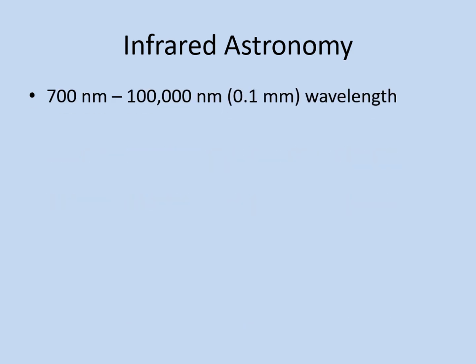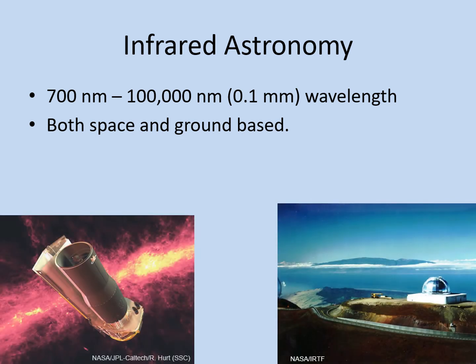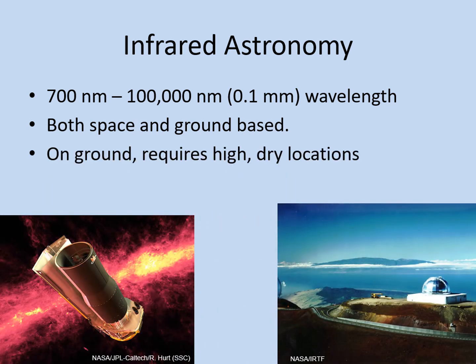Infrared light spans the range from 700 to 100,000 nanometers. This is a wide range of wavelengths, and it means that different parts of the infrared spectrum are best observed in different ways and from different locations, including both ground and space-based observing. All ground-based infrared astronomy requires high, dry locations to get above most of the Earth's water vapor.